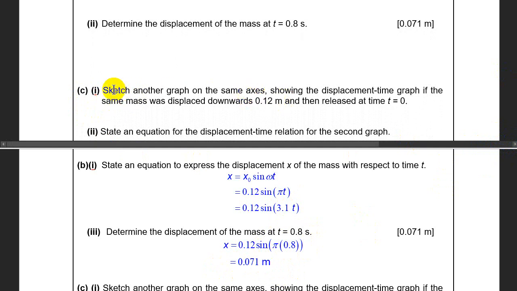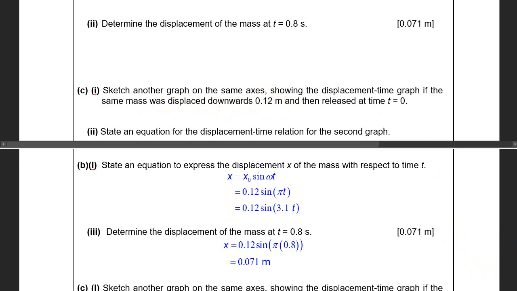Part C, part 1. Sketch another graph, but this time it doesn't start from 0. It starts from when the mass is displaced downward by 0.12. So it starts from minus 0.12. So the graph will start at minus 0.12.